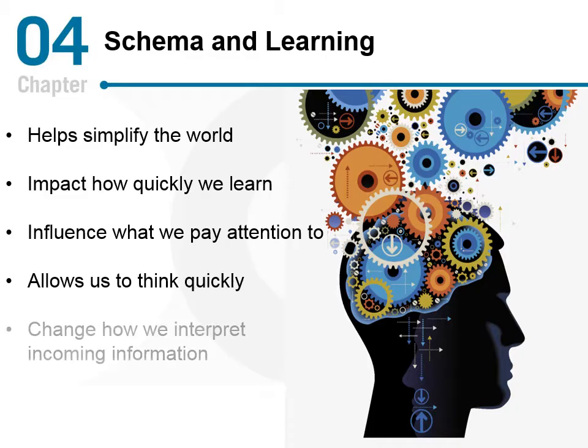And lastly, we say schemas can also change how we interpret incoming messages. Basically, when we're learning new information that doesn't fit with existing schemas, people will sometimes distort, maybe even alter the new information to make it fit with what they already know. And this is where we can get really cultural differences. You can say that I'm used to doing it this way, and then I come over here and you do it a different way.